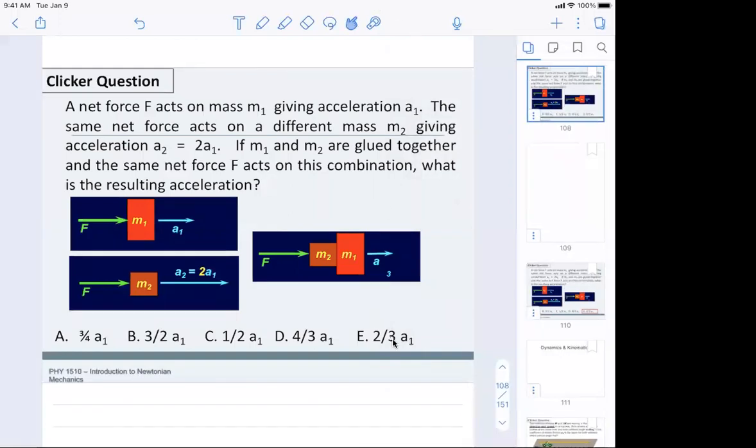All right, let's take a look at this together. I'm going to go ahead and end the poll. All right, so this is what we have for the results. They're quite split between some of these choices.